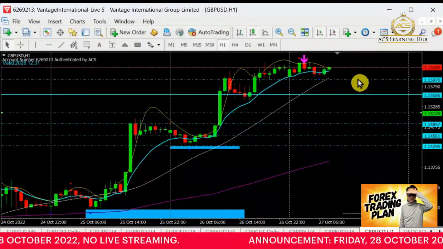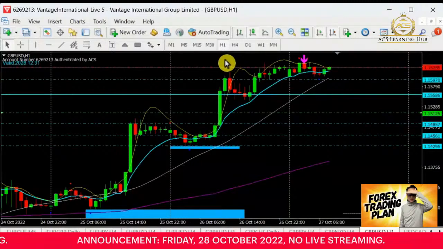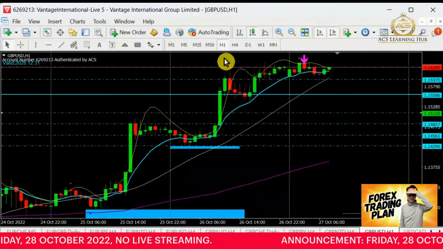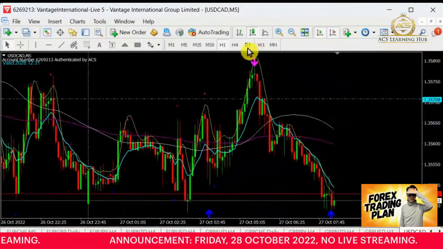So let's wait for pound yen to turn back. Then after that, we'll decide what to do. Sorry, not pound yen, pound dollar. Right, let's see. Let's move on. Dollar CAD.